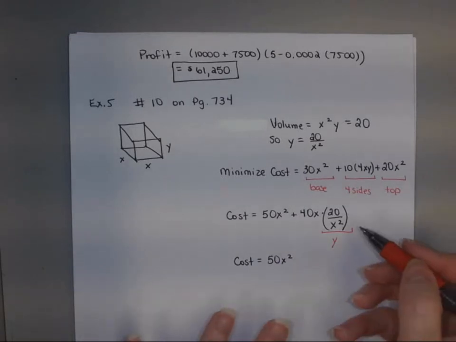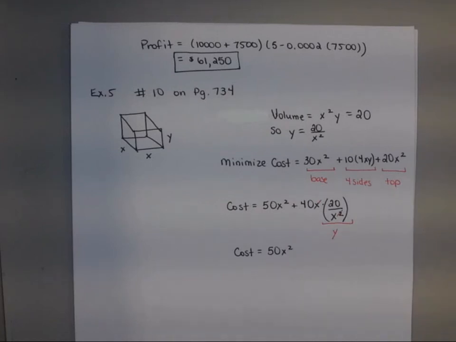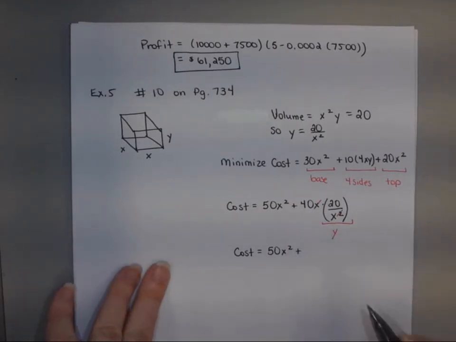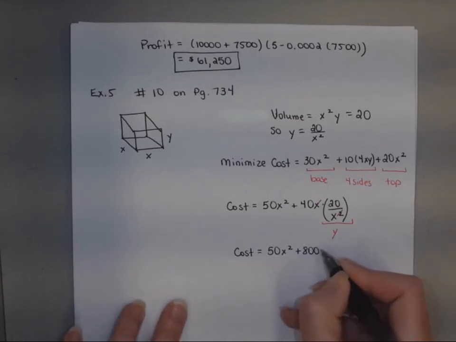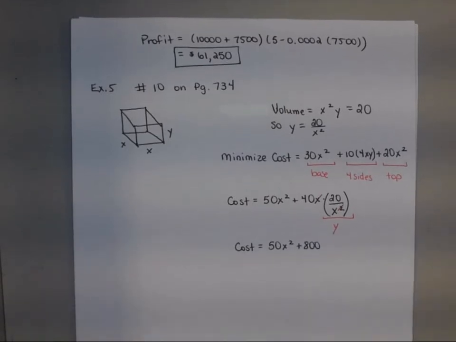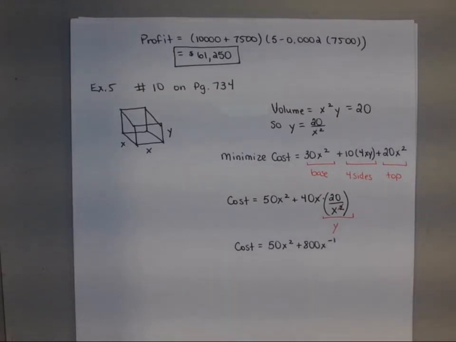What's going to happen to one of the x's? It's going to go away, right? So we're going to get plus, what? What's 40 times 20? 800, right? And then it would be over x, but how could I write that nicer since I know I'm going to need to take the derivative? X to the negative 1 power.